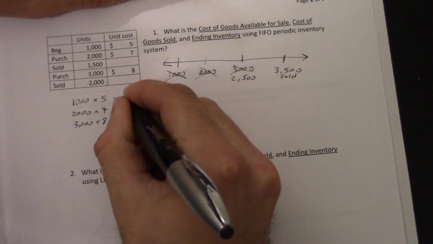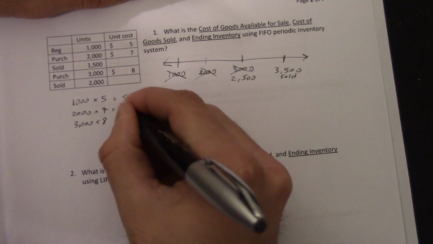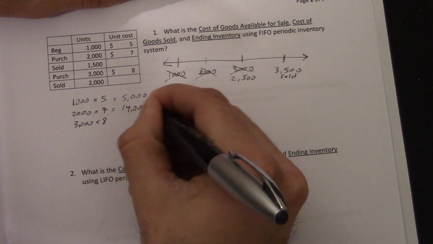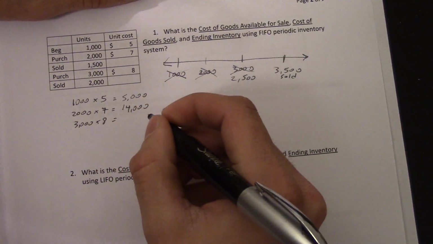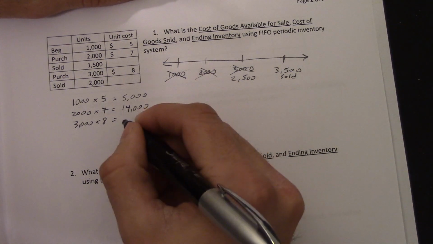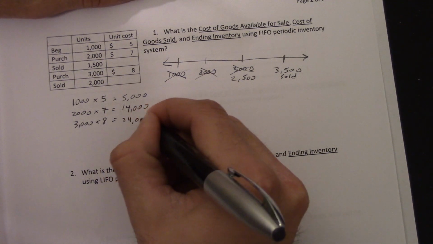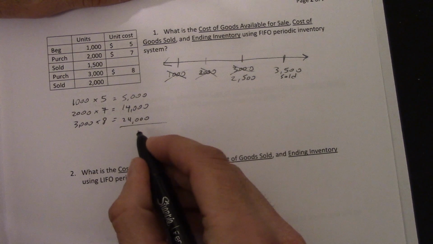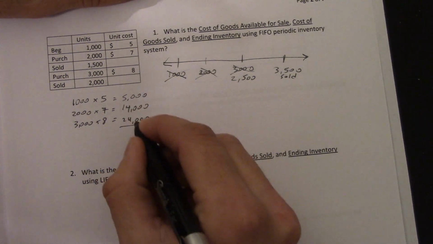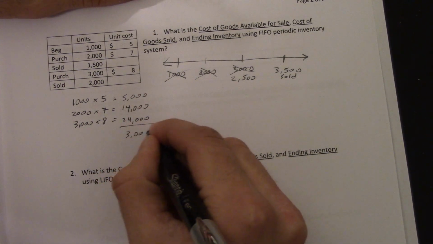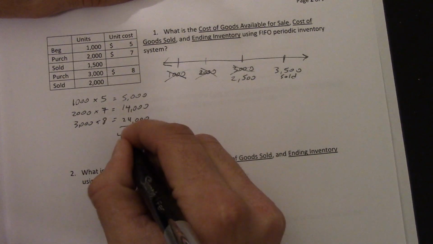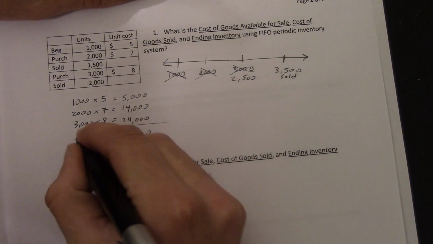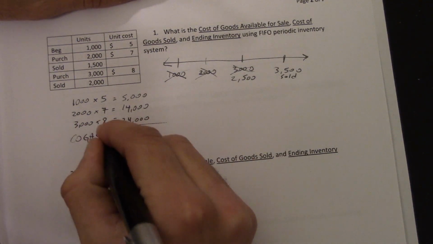So that gives us 5,000, 14,000, and 24,000 for a combination of, let's see, 9, 13, $43,000. So there's our cost of goods available for sale.